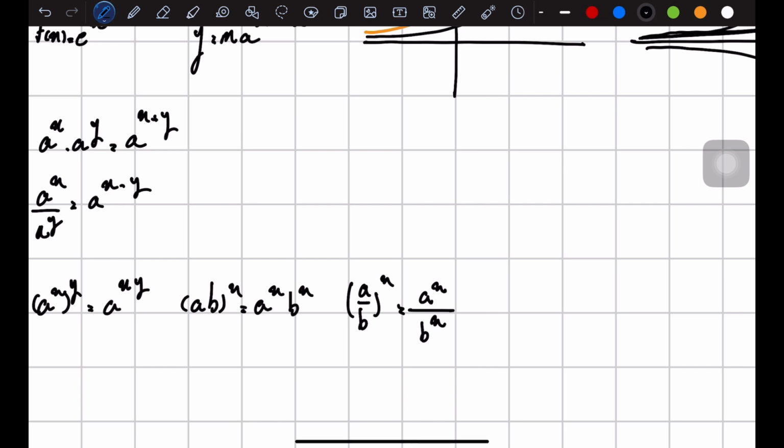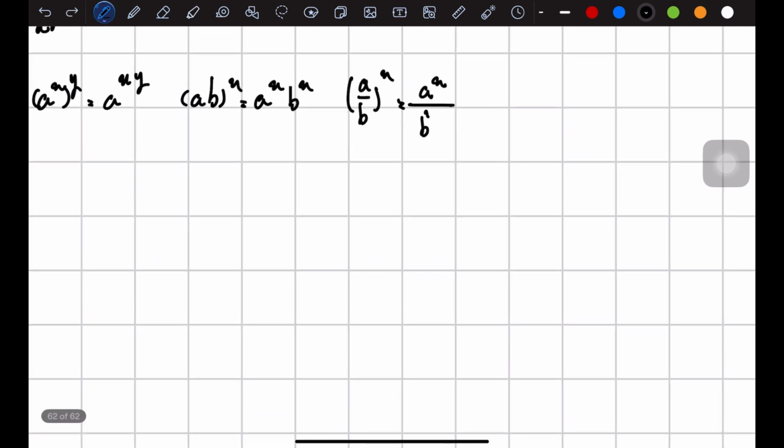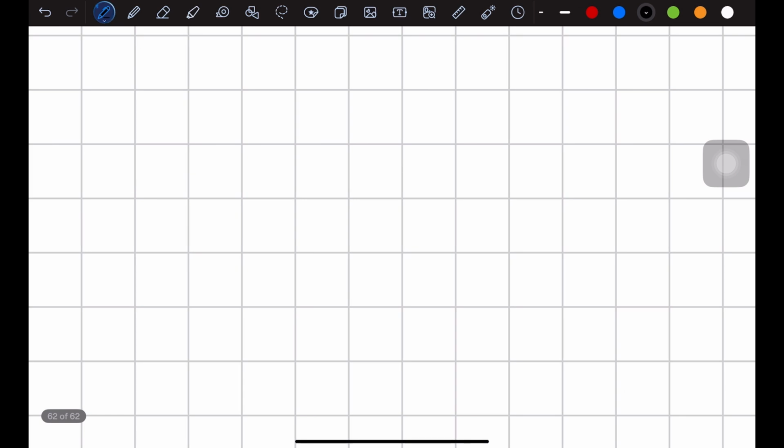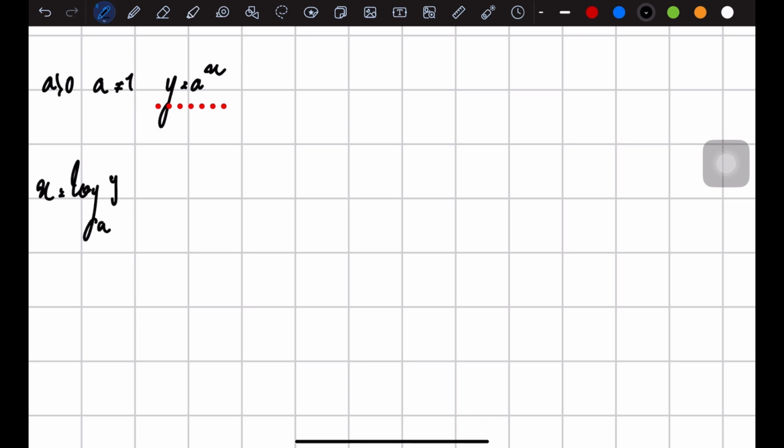Now let's go for logarithm functions. As we said before, if the base a is greater than 0 and a is not equal to 1, and y is equal to a with the power of x, the logarithm form of this one would be x is equal to log base a of y.